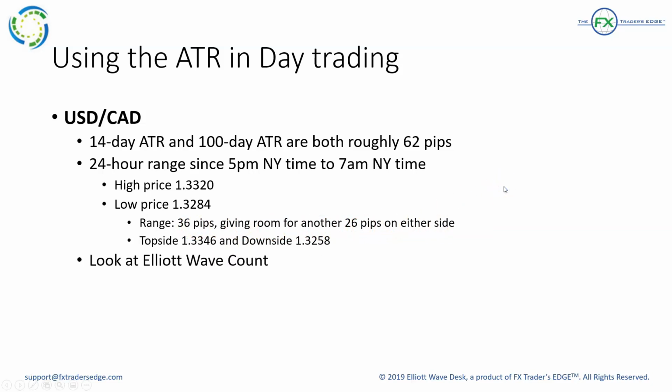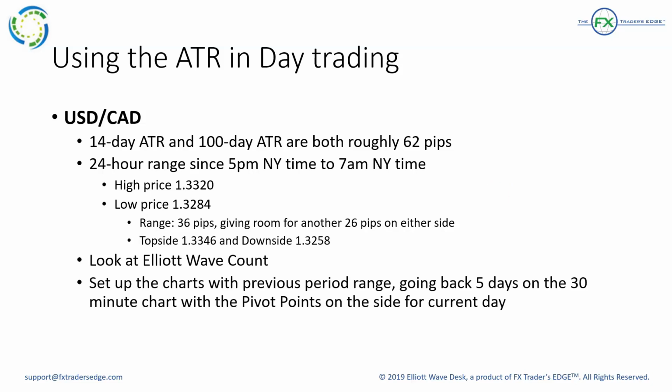The next thing to do is to look at the Elliott wave count to see the direction of the market. We want to have an edge. We want to have an idea of where we think the market is going to go. Is it going to go up? Is it going to take out 133.20, or is it going to break down through 132.84? And then we set up the charts with the previous period range, like I showed you, going back 5 days on the 30-minute chart. And we use the pivot points on the side for the current day.